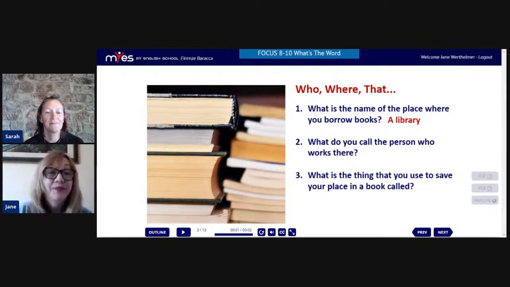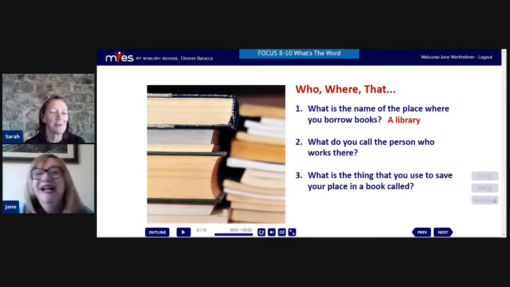Okay. Number 3. What is the thing that you use to save your place in a book called? Ooh, that's a good one. I wonder if it's the same in American as it is in English. I have lots of them. I read all the time. My favorite one is like a reindeer from Sweden. It's got a big head at the top, and its little feet stick out the bottom. I've got loads of them.